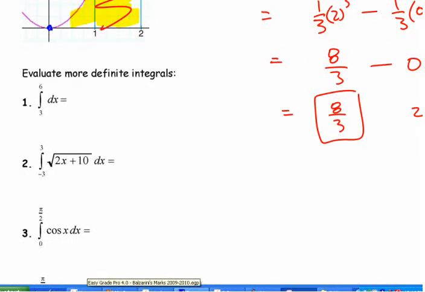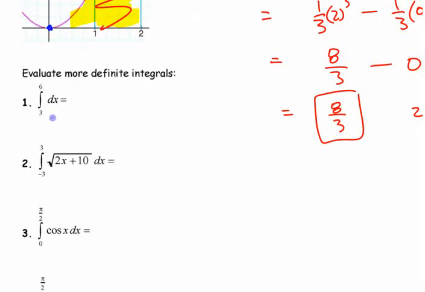Now, there's some more definite integrals here to do. Think about the connection with what the graph would look like. If there's nothing in there, what is it? It's a 1. What would a graph of 1 look like? It's a straight line at 1. If you want the area from 3 to 6, I'm pretty sure you can do that without even using that formula.